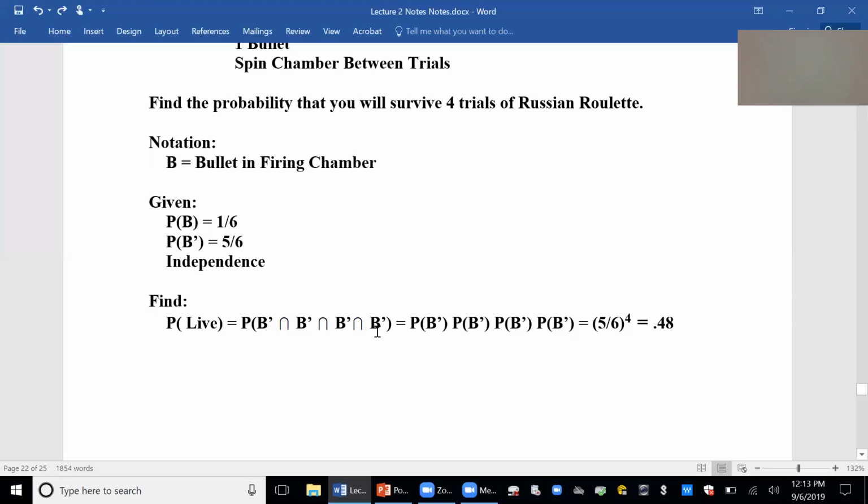Right, so now, this spinning that we do between trials gives us what's called statistical independence, meaning that each try is statistically independent. Knowledge of whether there was a bullet or no bullet on the first try tells us nothing as to whether or not there will be a bullet on the second try, or the third try, or the fourth try. The probabilities remain the same.